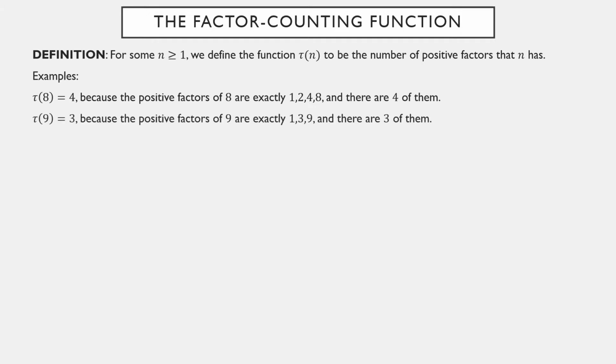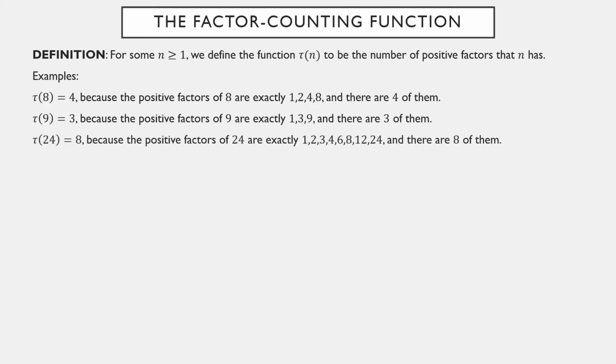Tau of 9 is 3. The factors of 9 are 1, 3, and 9, and there are 3 of them. Tau of 24 is 8. The positive factors of 24 are 1, 2, 3, 4, 6, 8, 12, and 24. There were 8 total positive factors, so tau of 24 is 8. So this is just a function that counts how many positive factors there are.